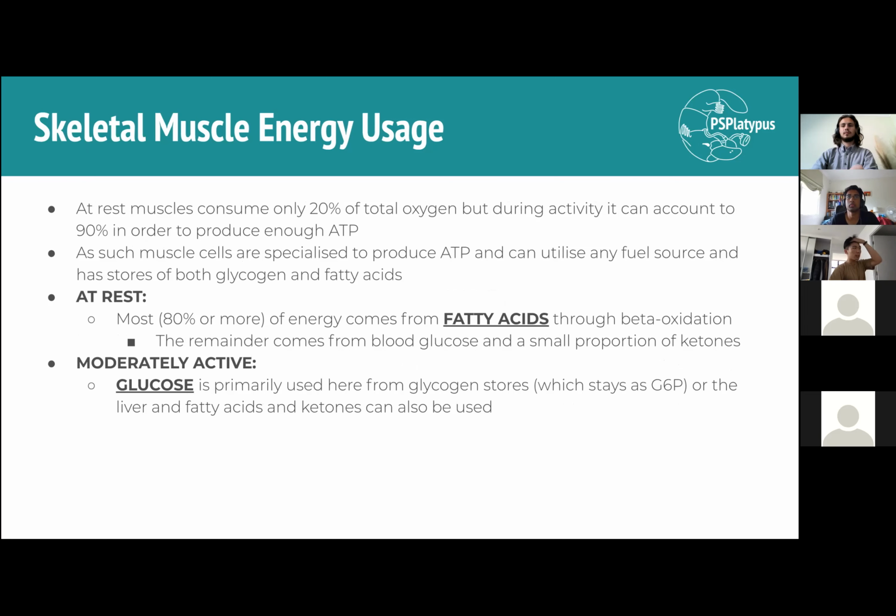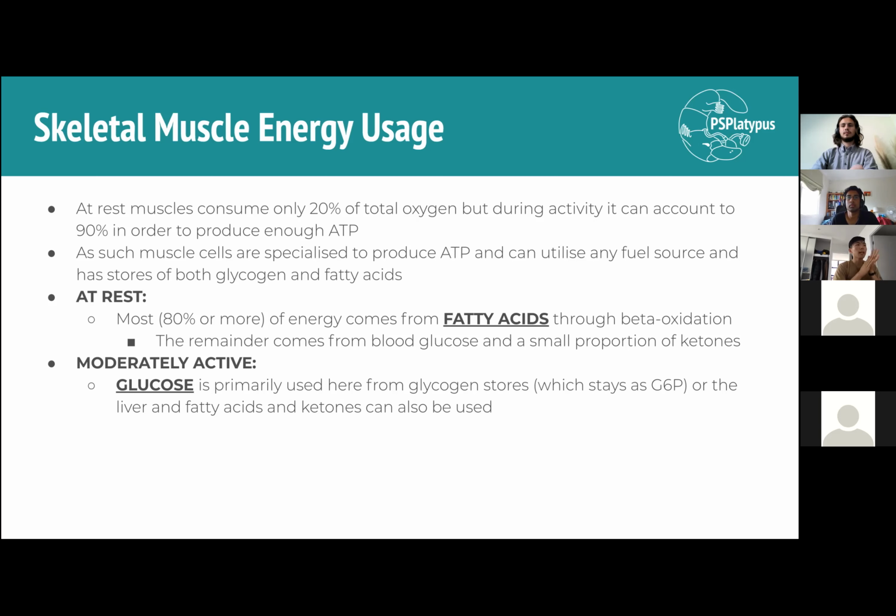In terms of skeletal muscle use, at rest, muscles only consume 20% of total oxygen, and during activity, it can account for up to 90%. And this is, of course, understandable, as the more you exercise and move, the more energy you expend, thus you need more oxygen to create the energy required.